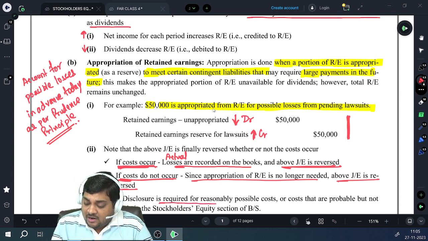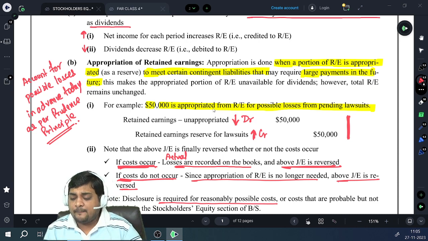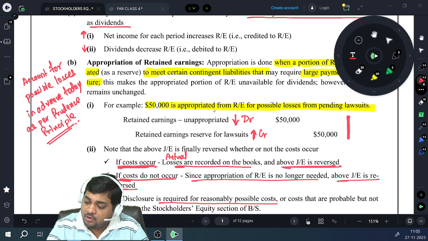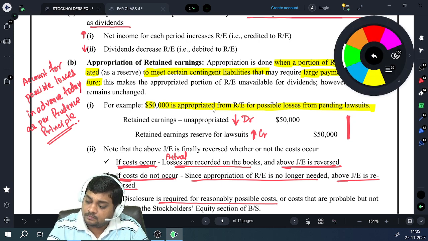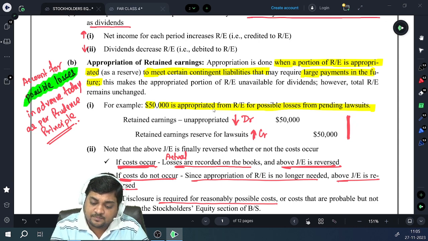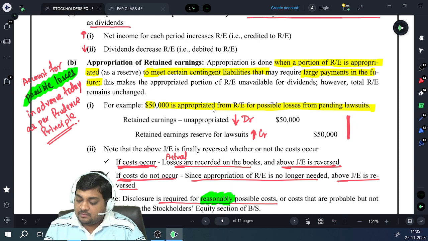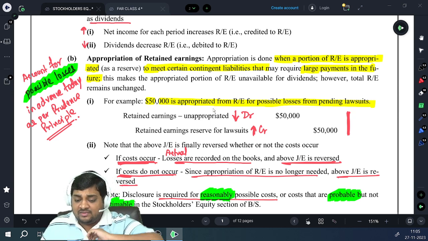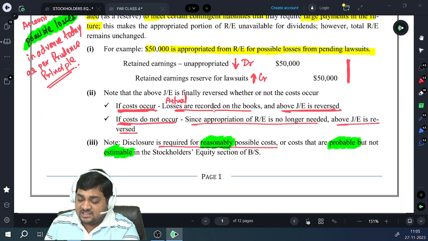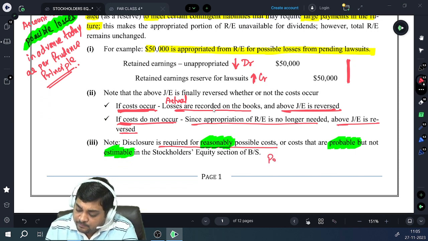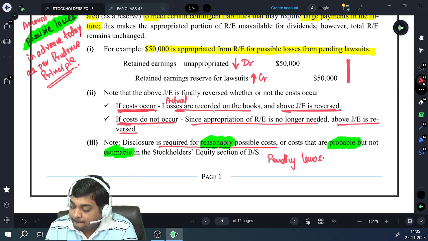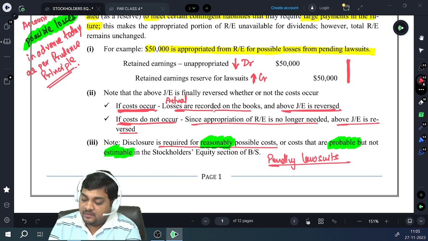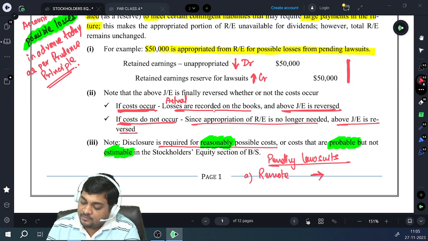Now disclosure is only required for reasonably possible cost. This is about possible losses, and this is reasonable, right? And this is probable but not estimable. Now you need to note one thing. Suppose someone has filed a case against me, a pending lawsuit. If the chances are very remote, chances are remote means less than 5% that I lose.